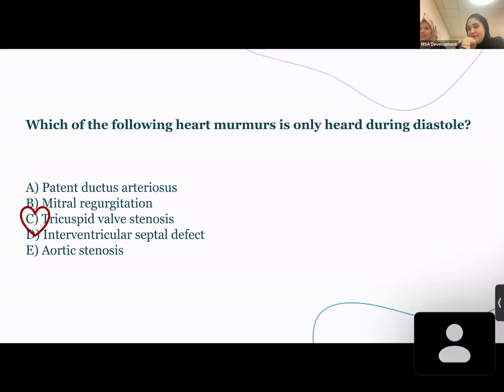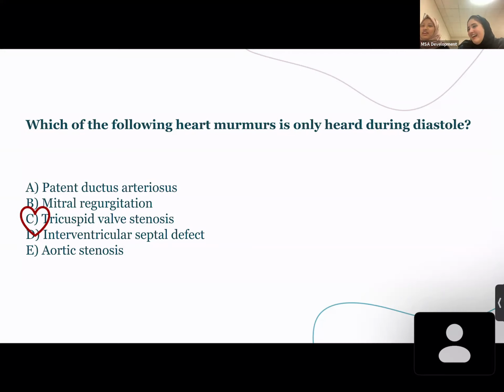So during relaxation, again during diastole, you have blood flowing through the tricuspid, but when they're narrowed, when they're not fully open, that's when you hear the sound. Someone said it, but good job explaining. Honestly, mashallah, that's really good.